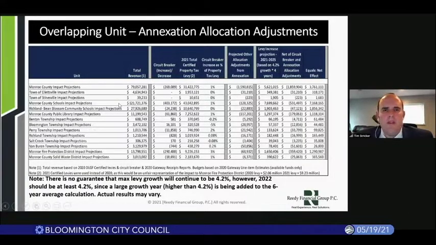So for Monroe County, we're showing an increase to the tax caps of $269,000 approximately, compared to the 2021 certified property tax levy of $31.4 million. So based on that information, the property tax cap increase to the county is around 1%.